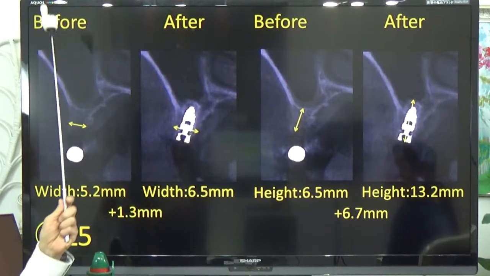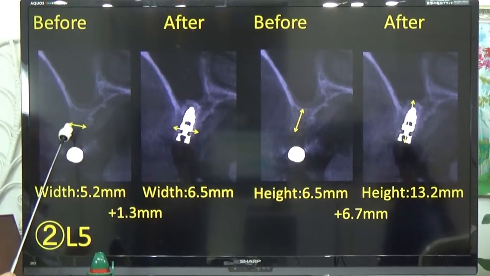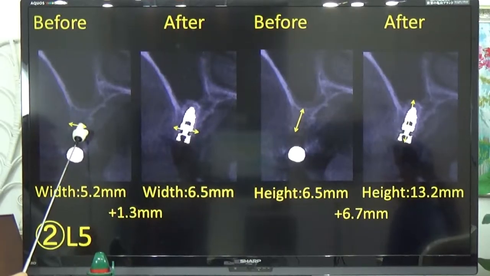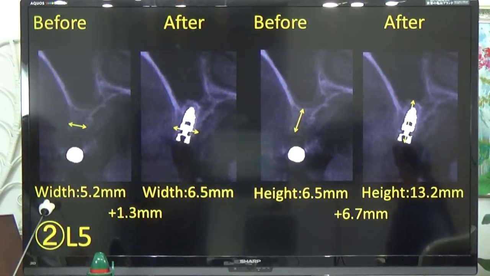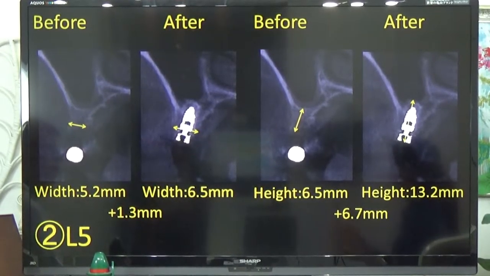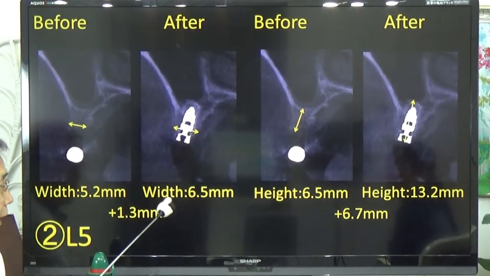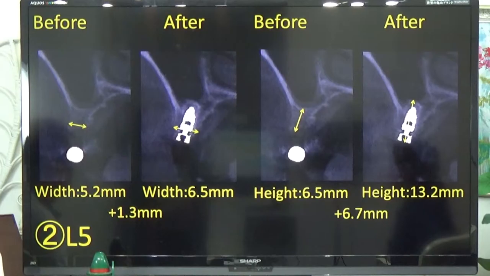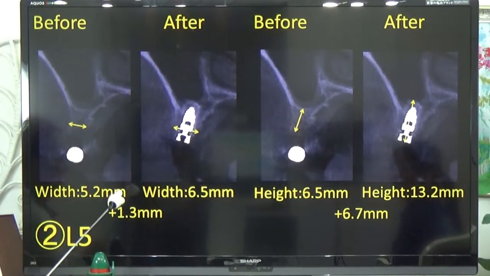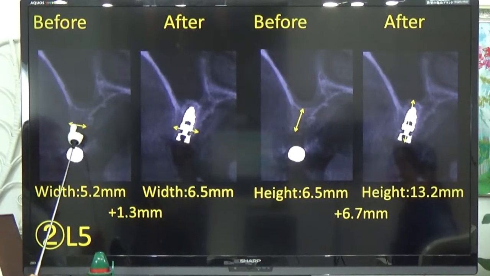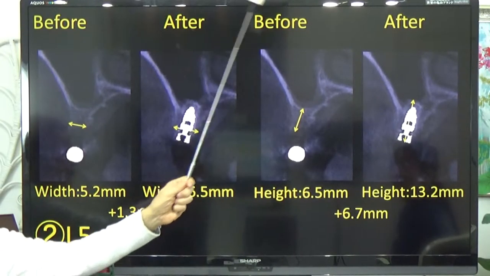Okay. I'll tell you about 5. This is 5 before the operation. Look at this. This is the bone width. The bone width was 5.2 mm, and I was able to increase it by 1.3 mm. After the operation, as a result, the bone width is 6.5 mm. It gained 1.3 mm. This is the change in width from here to here. And I'll tell you the length of the bone.